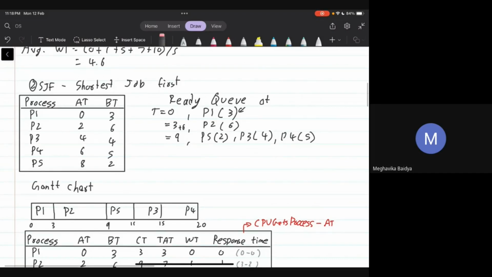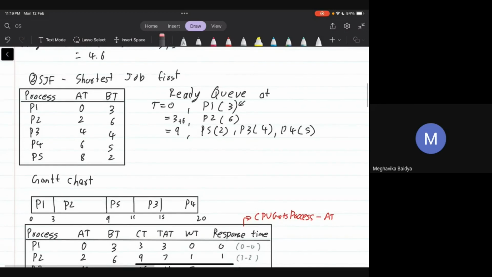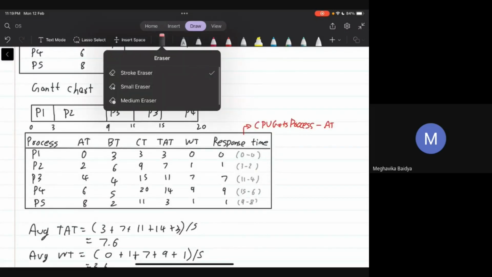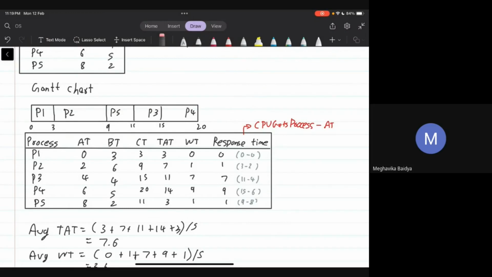ठीक है, any questions in this? No. ठीक है. I'll not do every calculation here, but I'll just write the completion time because the order is not the same. Order is not P1, P2, P3, P4, P5. You have to be conscious when you are filling the CT. Otherwise, everything will go wrong.